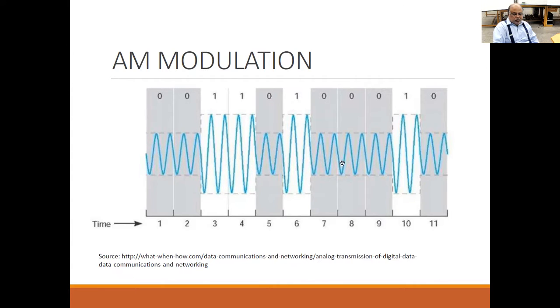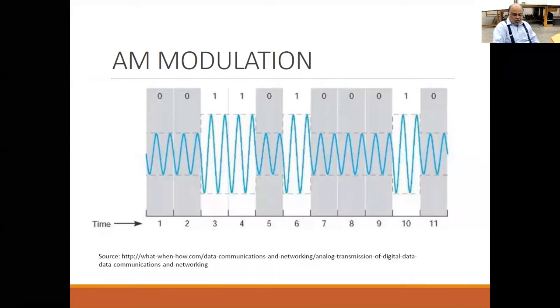And amplitude, iska fayda ye tha ki it could be easily decoded using a simple peak detector that you probably study in your circuit devices course or something like that. So by simply using a diode and a capacitor, you could get the AM unmodulated signal at the output using peak detector. So this was the AM modulation.